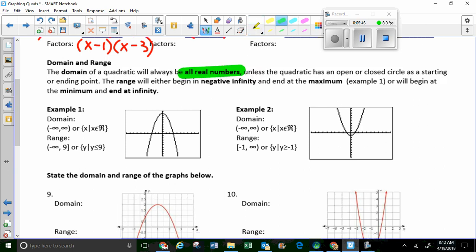All real numbers. Unless the quadratic has an open or closed circle as its starting point. So what it means by that is, if it's kind of a funky looking quadratic, it kind of goes like that, or like this, okay, then it wouldn't be all real numbers. But any quadratic that continues forever like this, the domain is always going to be negative infinity to positive infinity.